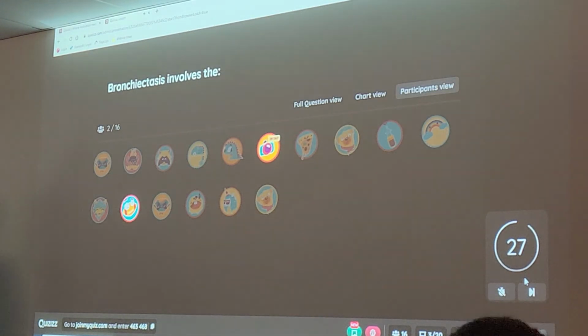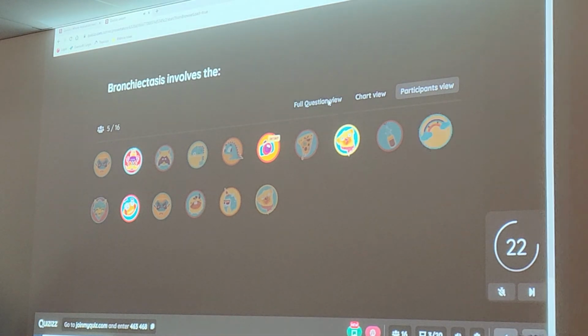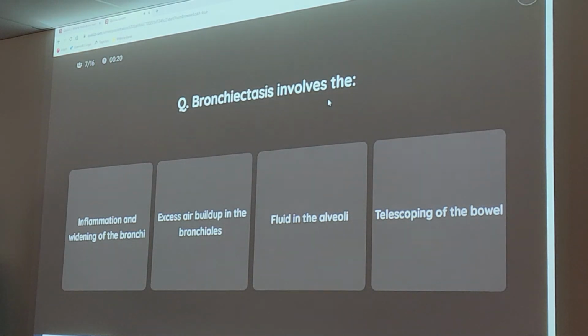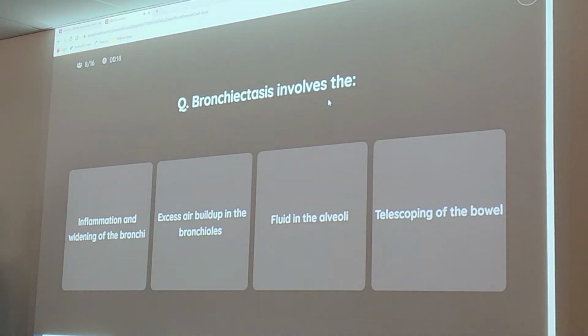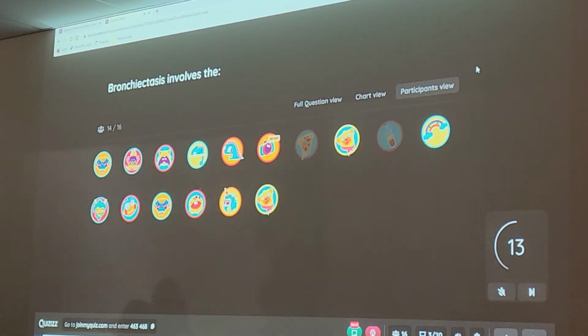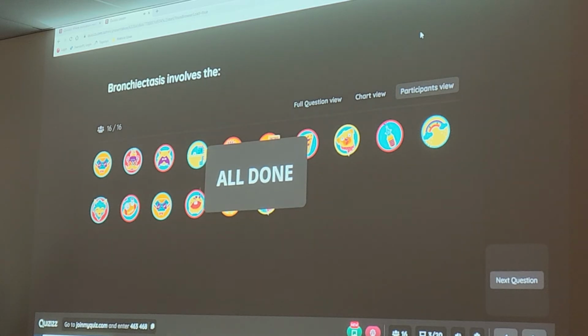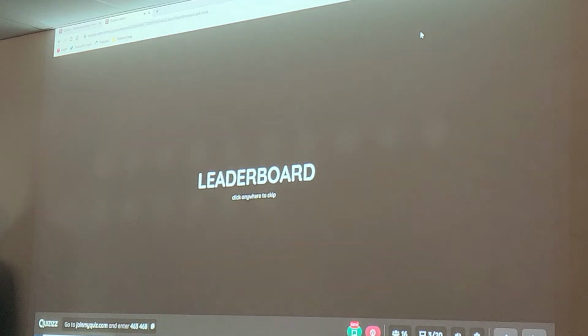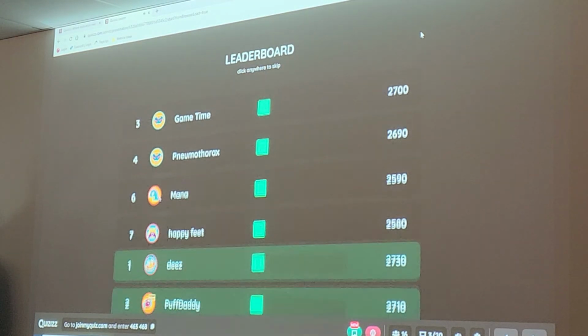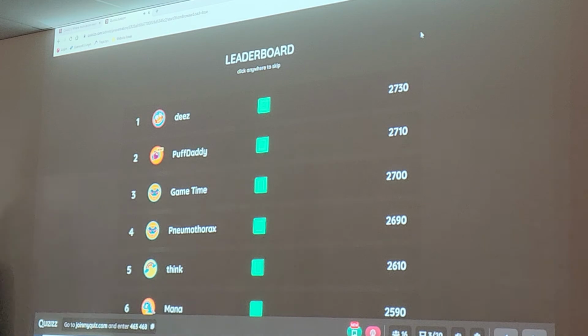Bronchiectasis involves the what? We've got inflammation and widening of the bronchi. It says air buildup in the bronchioles. Fluid in the alveoli or telescoping of the bowel. I got bronchitis. 5 seconds. Just in time. Love to see it. Oh, some new leaders.